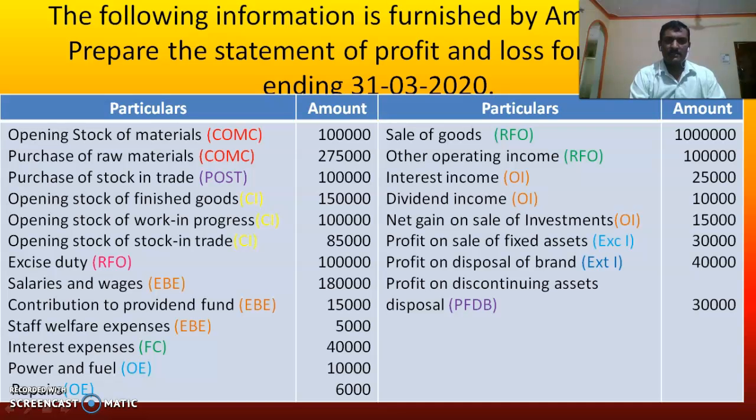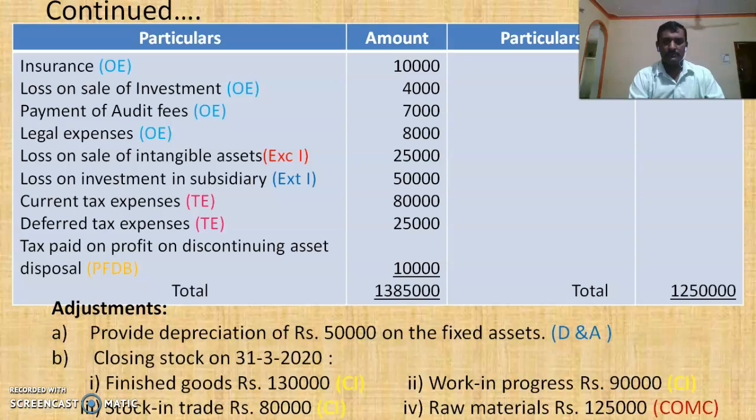Here the information is furnished by Amar Company Limited to prepare the statement of profit and loss. Many pieces of information are given relating to its preparation, and the adjustments relating to this statement of profit and loss are also given. Adjustments like depreciation and closing stock are given.